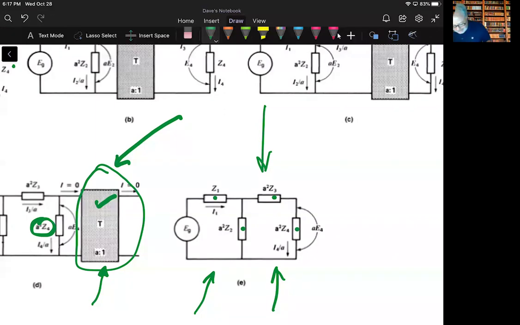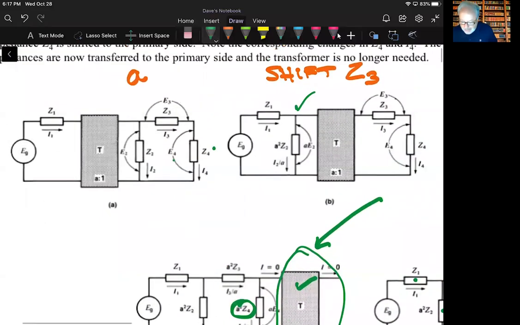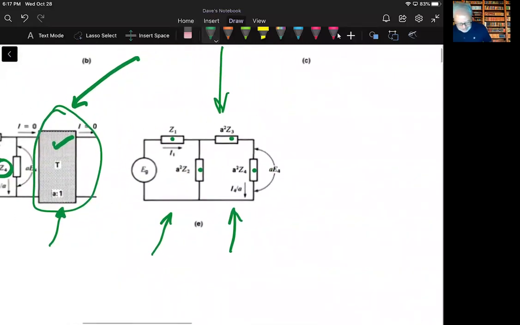Now let me read to you just a little bit. It says, in comparing figures 9.13A and 9.13E, we may wonder how a circuit which contains a real transformer can be reduced to a circuit which has no transformer at all. Is there any meaningful relationship between the two circuits?